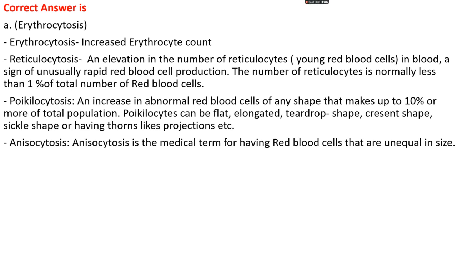Poikilocytosis is an increase in abnormal red blood cells of any shape that makes up 10% or more of the total population. Poikilocytes can be flat, elongated, teardrop shaped, crescent shaped, sickle shaped, or have thorn-like projections, etc. Anisocytosis is a medical term for having red blood cells that are unequal in size.